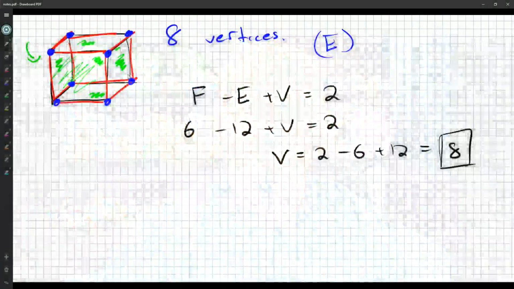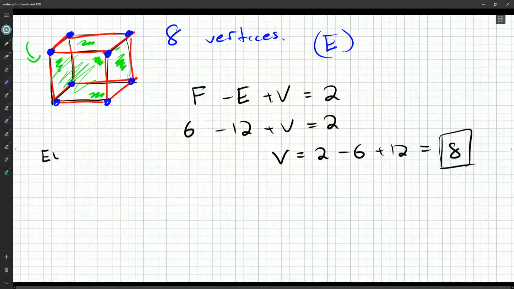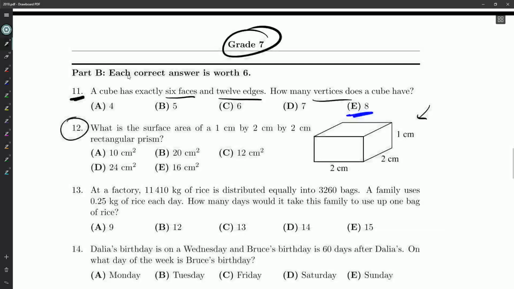Draw a picture, or if you know Euler's formula. And if you're looking for more information about this, I'll spell out the name in caps, just because it's never pronounced the way you think it should be. It's not Euler, like ruler. It's Euler. It's got a bit of an accent to it. But this is Euler's formula. Euler was a fantastic mathematician. This is just one of the things that he managed to notice. And that gives us an answer of E for question number 11 there.